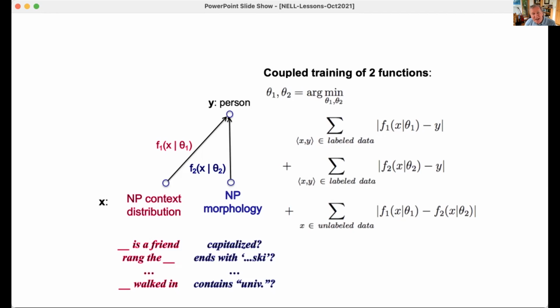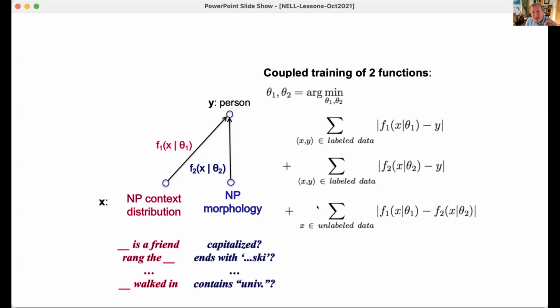Now, in this case, if you think about the objective that we want to train, well, now we want to minimize both theta 1 and theta 2. We want to train jointly theta 1 and theta 2 to, of course, continue to minimize the errors over the labeled data. But most importantly, now we can use the unlabeled data, because even though if you give me a new noun phrase and it's unlabeled, you don't tell me whether this is referring to a person or not, I do know that if both of these functions are correct, F1 and F2, then they must agree. If they disagree, at least one of them is wrong.